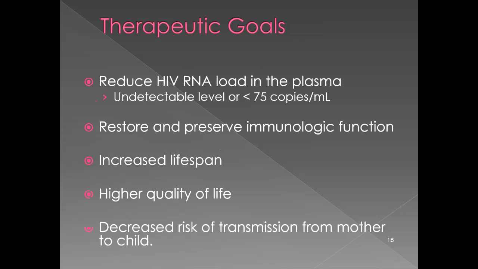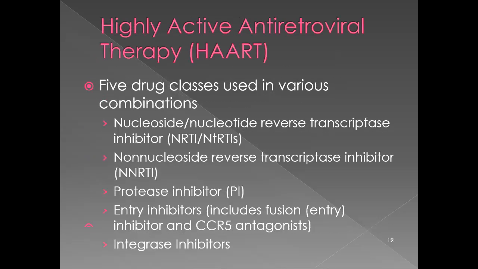So our therapeutic goals are to reduce HIV RNA load in the plasma to an undetectable level, or less than 75 copies per milliliter, restore and preserve immunologic function, increase the lifespan of someone, higher quality of life, and decrease risk for transmission from mother to child. Because unfortunately that child has no say when they get it.